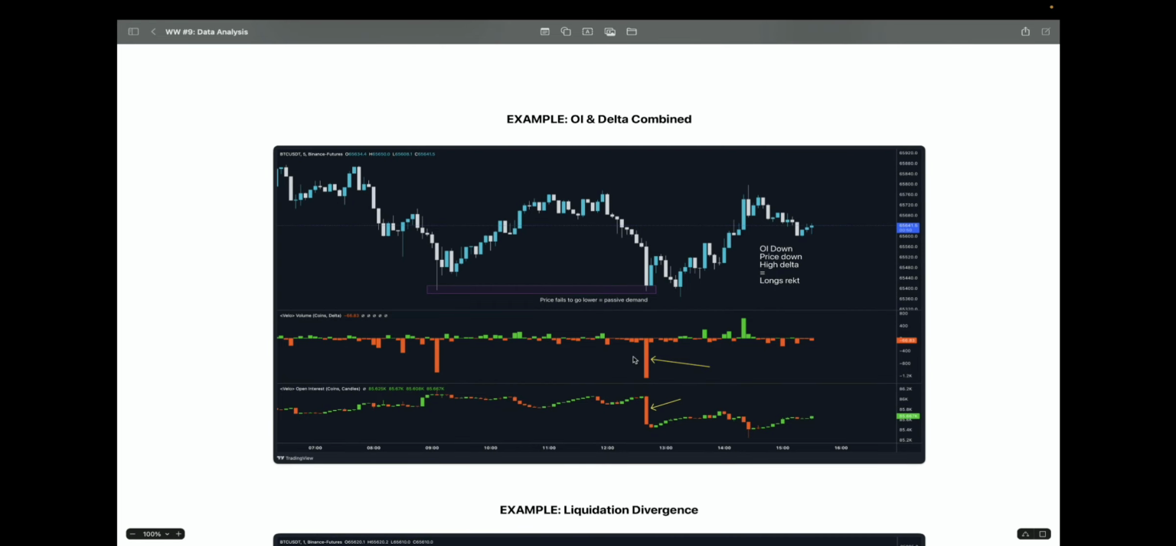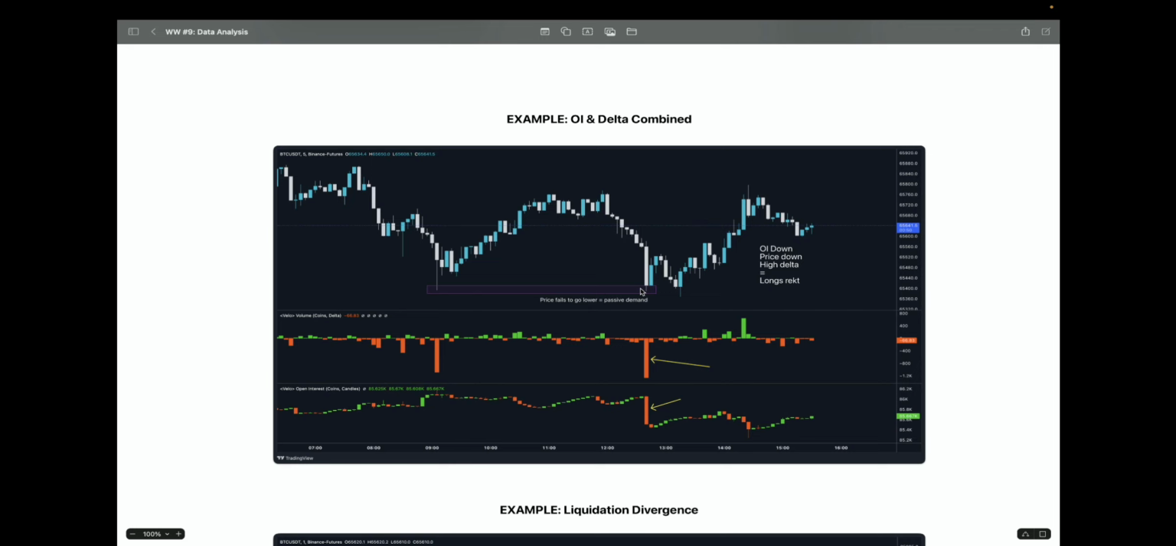Because you have an overabundance of delta, high delta, so high market selling, with a corresponding decrease in open interest. So that means the market selling meant that people were closing. And it also means that people have closed on the other side, buying as well. But remember, that's also a benefit, because when price fails to go lower, that tells you that the demand, the passive side, was actually absorbing. So that's demand.